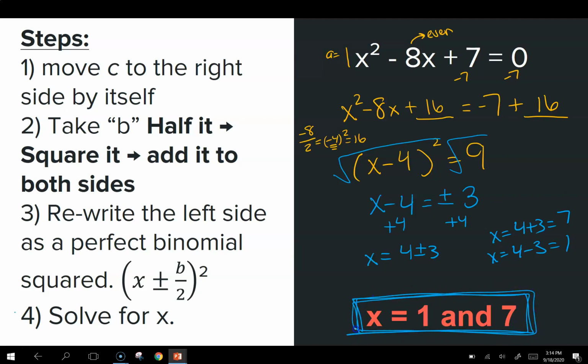So fun fact, at the very beginning of this, I could have factored it. It's possible. Basic factoring can work with this problem. But if the directions tell me that I have to do complete the square, then I have to show that I know the skill of complete the square.